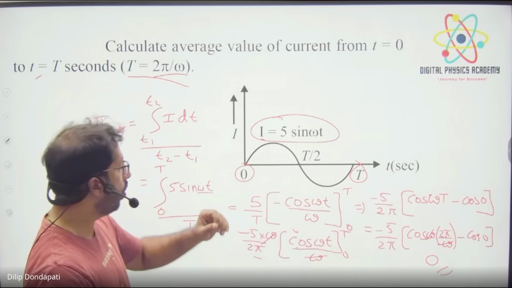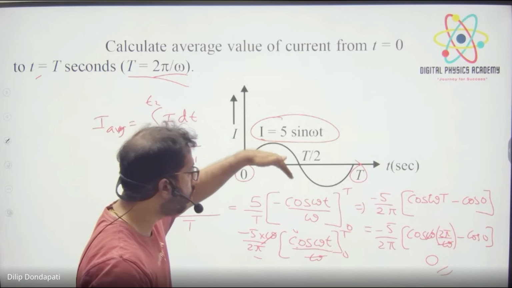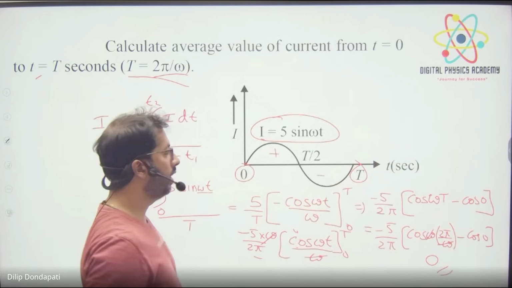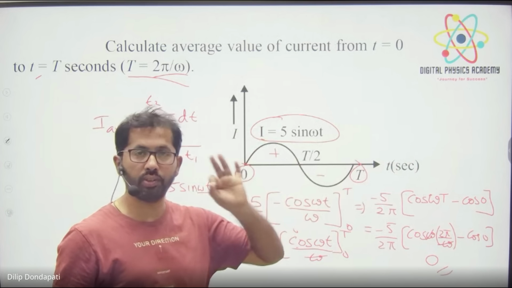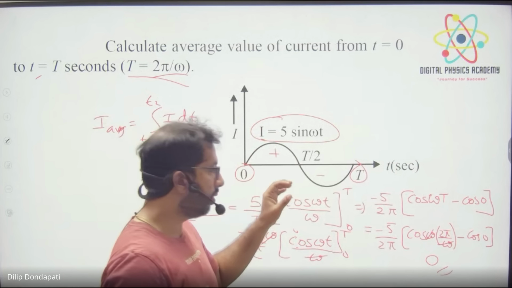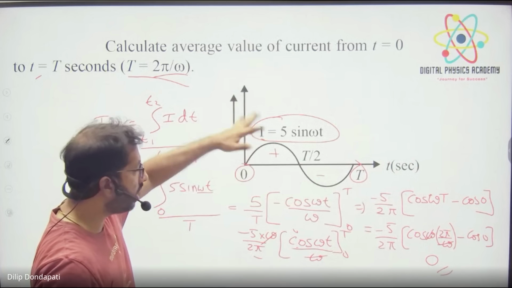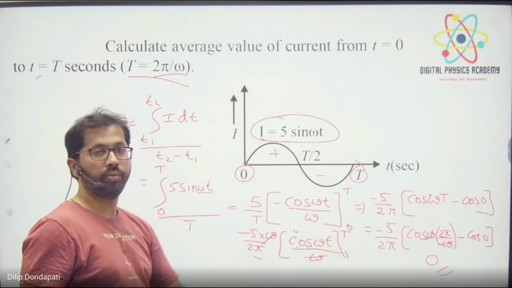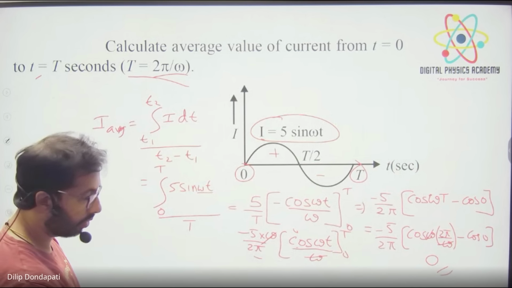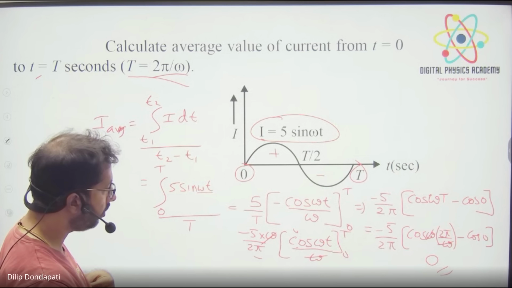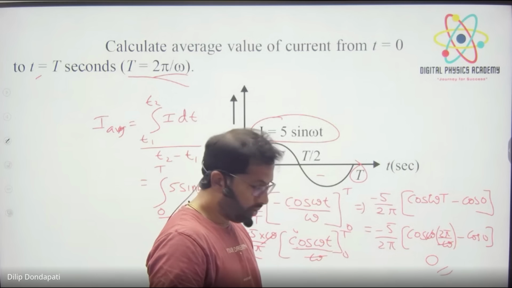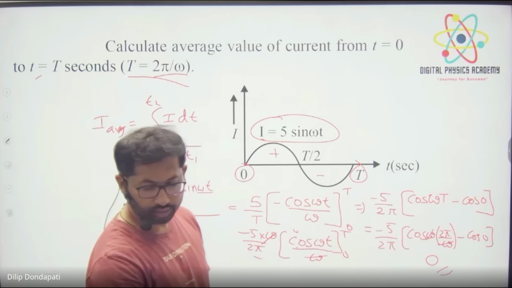Remember, whenever a full cycle is there, one is a positive cycle and one is a negative cycle. So the average value of the cycle is always 0. In the exam, if you have both positive cycle and negative cycle, then the average value of a full cycle is always 0. Remember that. So by this your complete integration is successfully done.